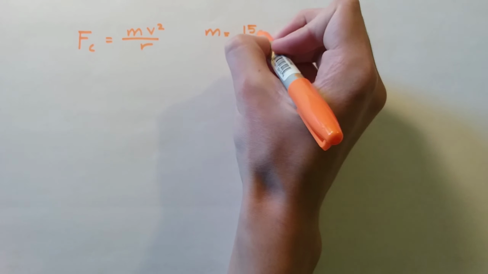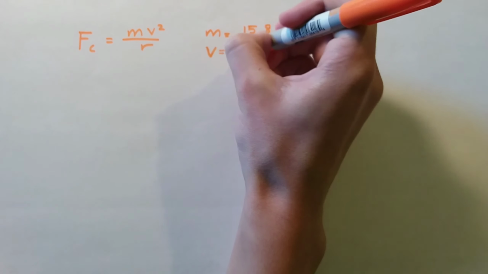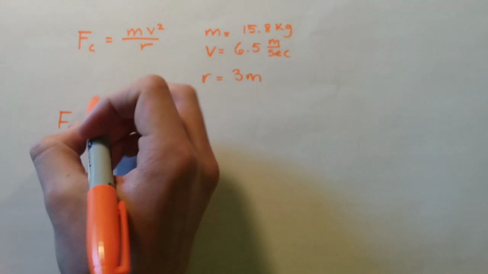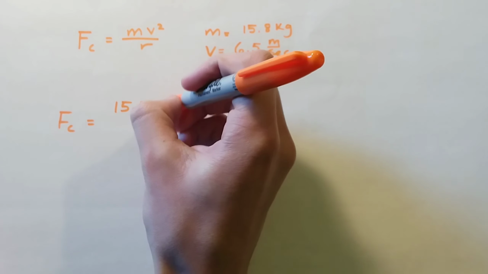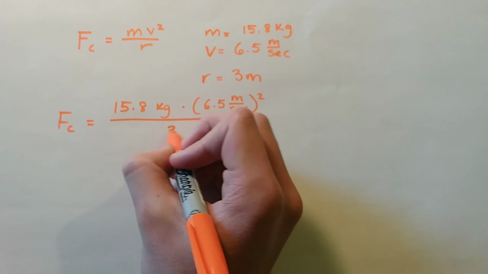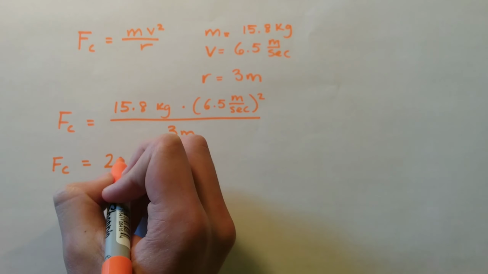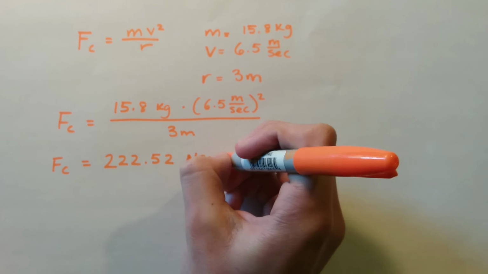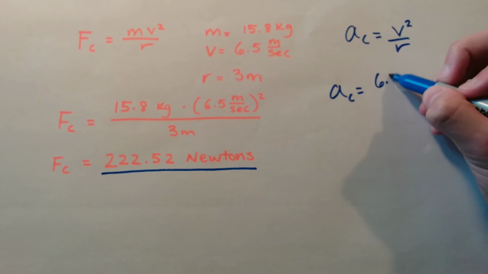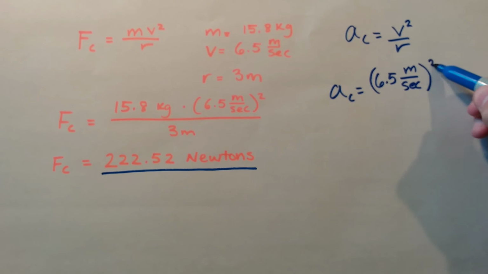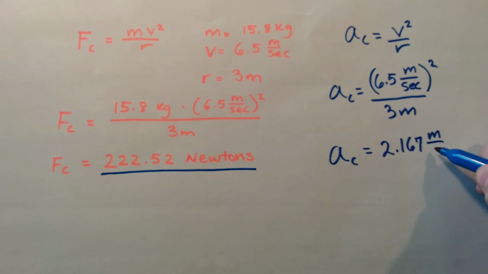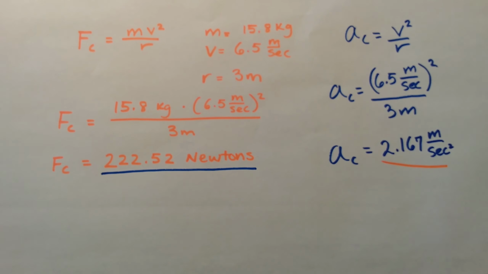Well, since we're told that the mass of the bicycle is 15.8 kilograms, the velocity of the bicycle is 6.5 meters per second, and that the radius of the circle is 3 meters, it's quite easy. We can just stick those variables into our equation. 15.8 kilograms times 6.5 meters per second squared, all over 3 meters. And you should come out with roughly 222.52 newtons. If we want to find acceleration, we can just stick those numbers into our equation for acceleration. 6.5 meters per second quantity squared over 3 meters. And you should get 2.167 meters per second squared.